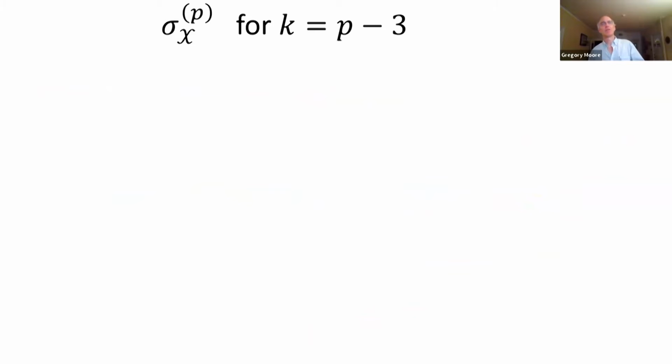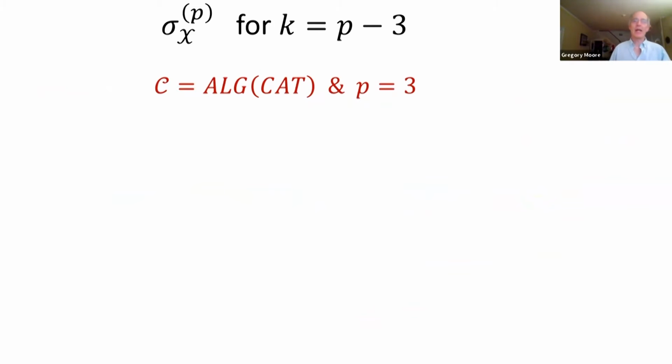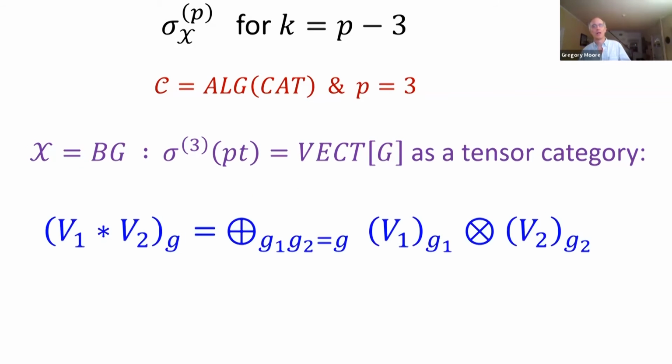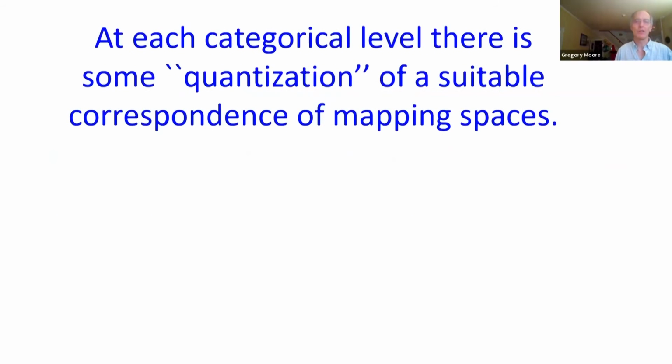Finally, I'll even give you the answer for codimension 3, where I'll specialize to a Morita category, the 3 category of tensor categories, and I'll choose our dimension to be P equals 3. And I'll take my target space to be BG, so we're just talking about G gauge theory. Then the value of this 3-dimensional gauge theory on a point is the tensor category of vector bundles on the group G. To make the tensor product structure, there is a convolution formula that looks like this. So this defines a tensor product on vector bundles over G.